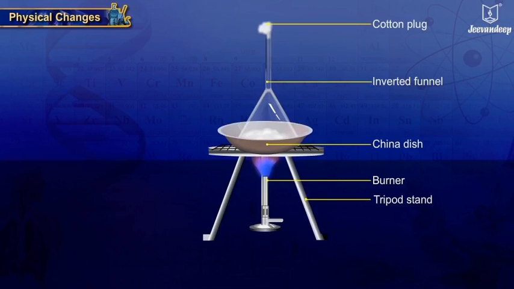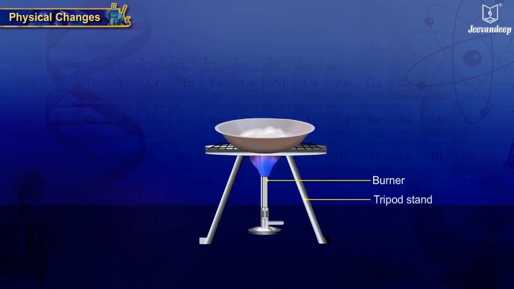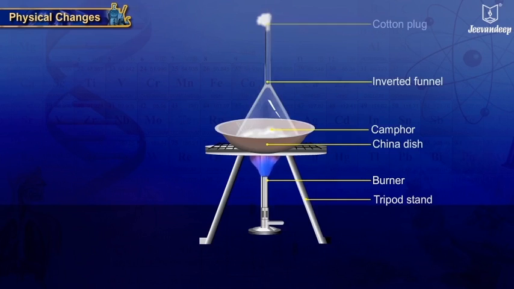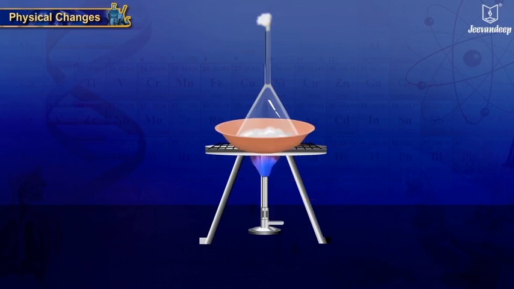Let us do one experiment and find out if it is a physical change. Gently heat camphor in a china dish. Keep an inverted funnel plugged with cotton over the dish before we start heating. We see vapors of camphor rising up. This is sublimation, that is, solid changing directly into vapor state.